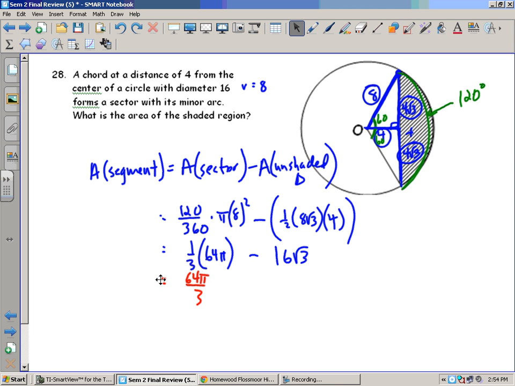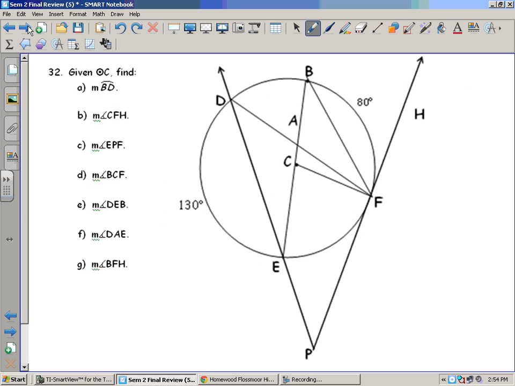So basically my answer is just going to be 64π over 3 minus 16√3. So that's going to be your final answer for the area of the shaded region. The third question on this little tutorial is going to be 32. A lot of stuff in 32.